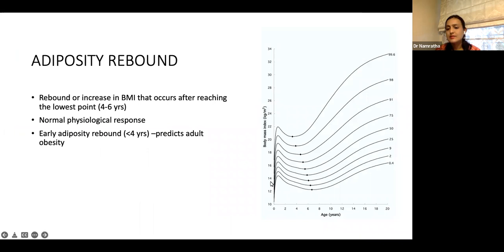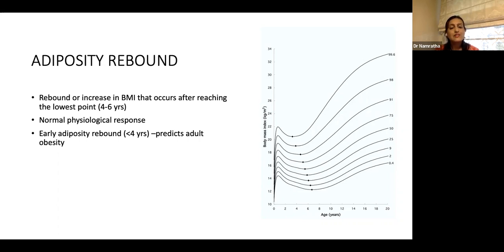As we can see, this is a normal BMI percentile chart. Physiologically, the BMI increases during the first 2 years of life, and then it gradually declines and reaches its low point somewhere around 4 to 6, or around 6 to 8 years of age. After this, the BMI gradually increases with age, and then increases as the child enters the pubertal growth spurt. This point at which the BMI starts to increase again is called adiposity rebound.